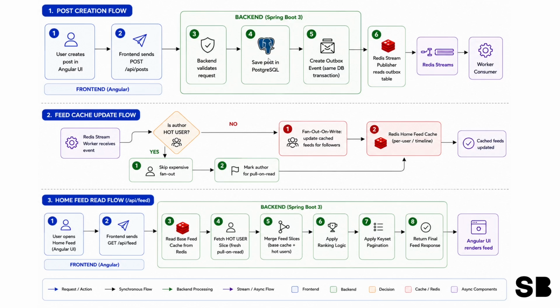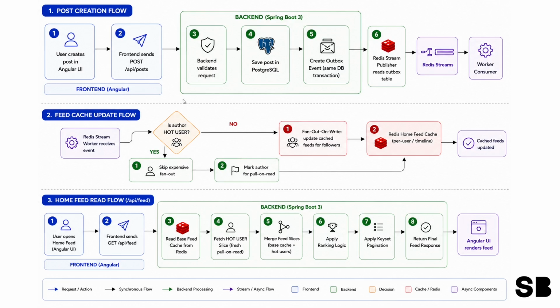But saving the post is not enough. Other parts of the system also need to know that a new post was created. So, in the same database transaction, the backend creates an outbox event. This is important because the post and the event must be saved together. If the post is saved but the event is not created, the feed system may never know about the new post. If the event is created but the post is not saved, workers may process an invalid event. So both are saved in the same transaction.